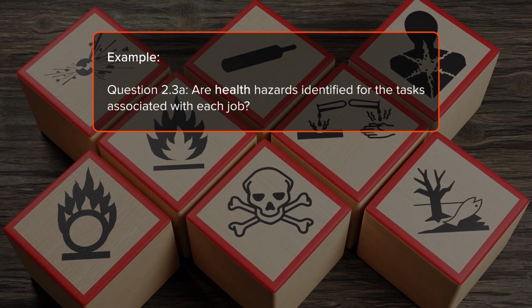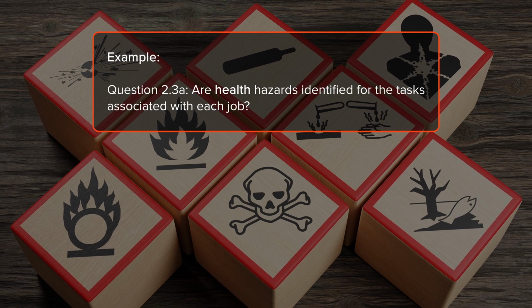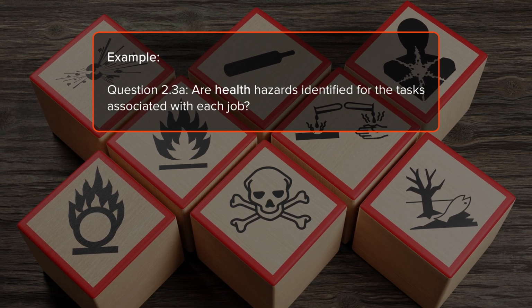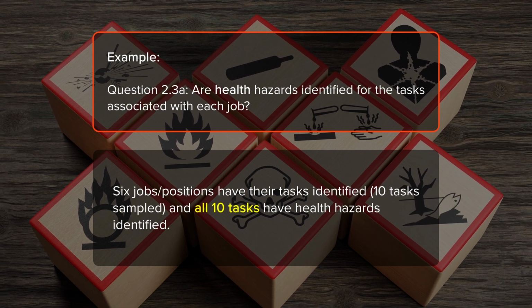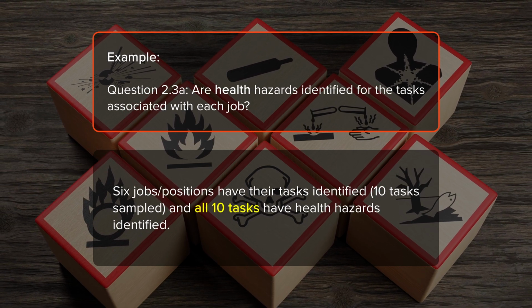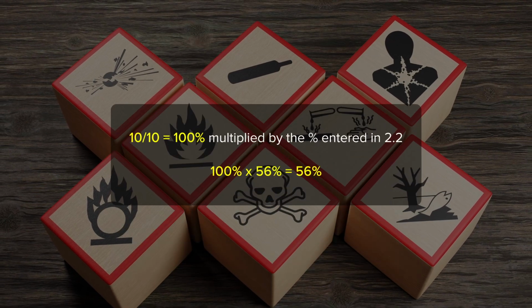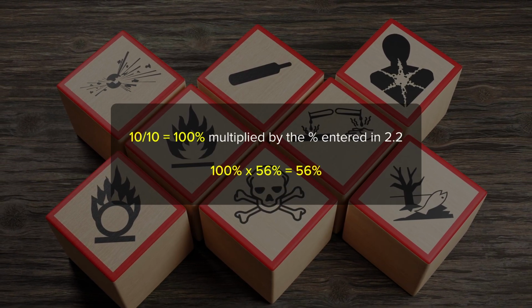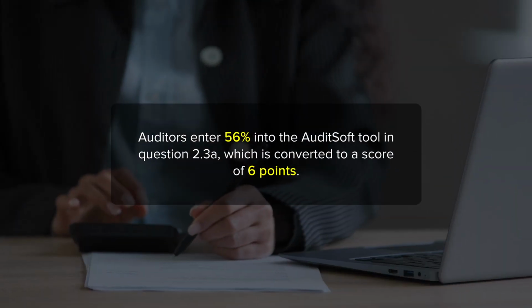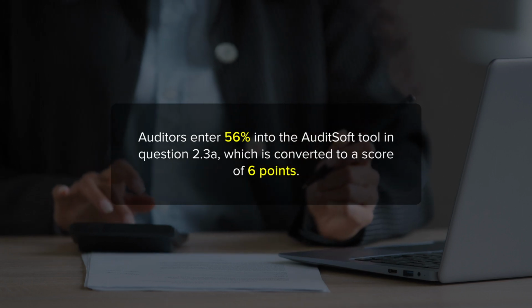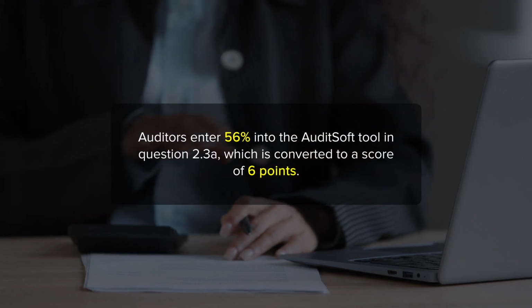The next step is to identify both the health and safety hazards of the tasks and measure the risks. Example, question 2.3a, are health hazards identified for the tasks associated with each job? 6 jobs or positions have their tasks identified, 10 tasks sampled, and all 10 tasks have health hazards identified. 10 of 10 equals 100% multiplied by the percentage entered in 2.2. Auditors enter 56% into the AuditSoft tool in question 2.3a, which is converted to a score of 6 points.